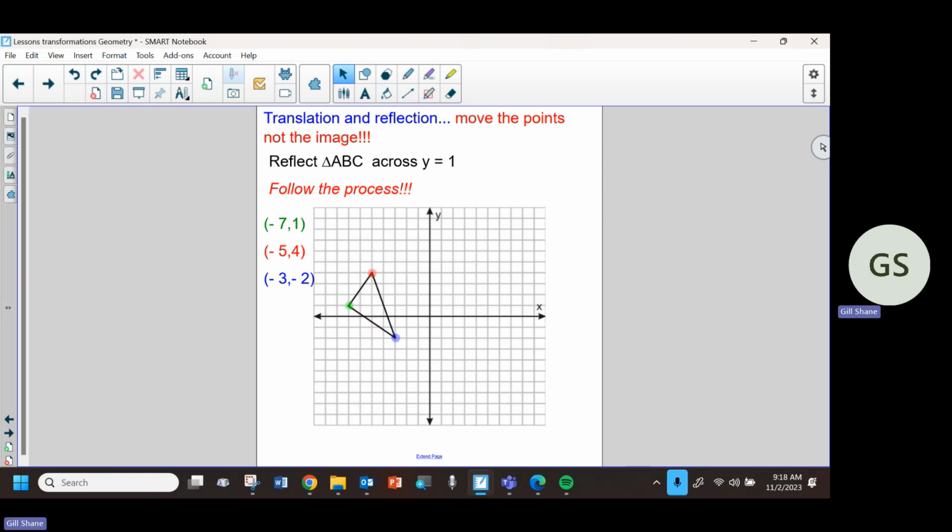Use the three ordered pairs to draw it on the graph paper, and I'll pass more graph paper out. And then I want you to reflect that across y equals one. If you have old graph paper, please use it, because I don't get unlimited copies and I already ran out of it.